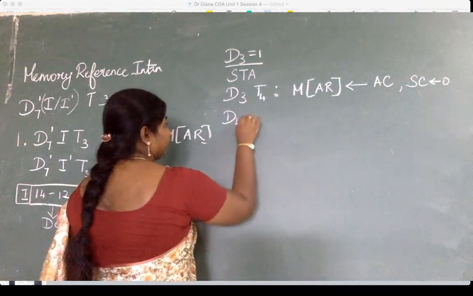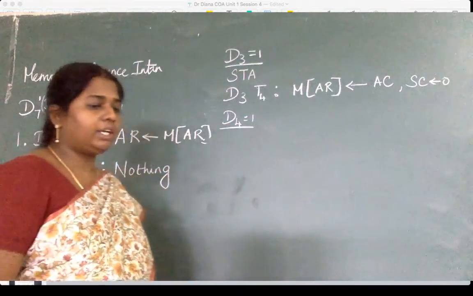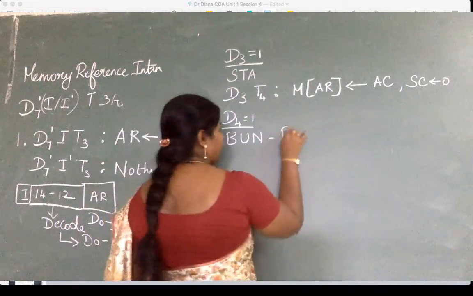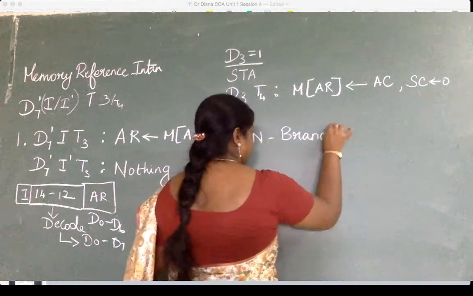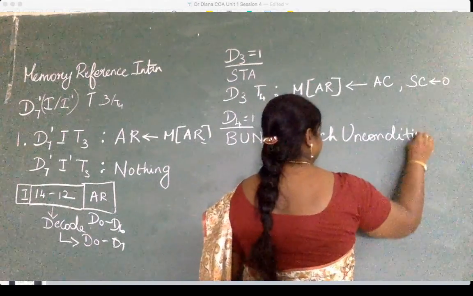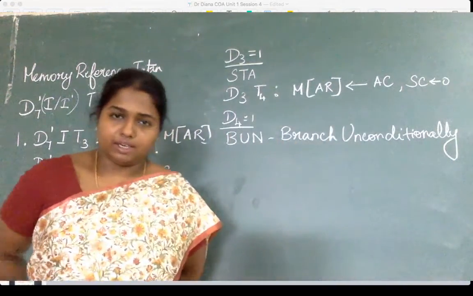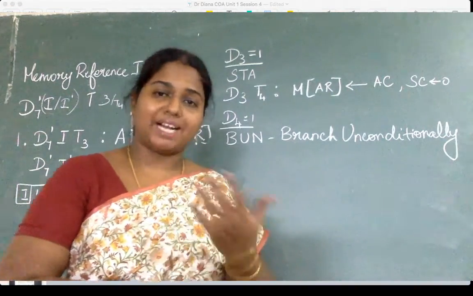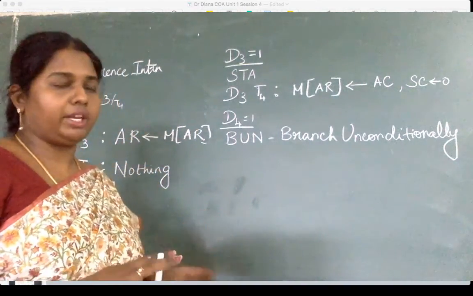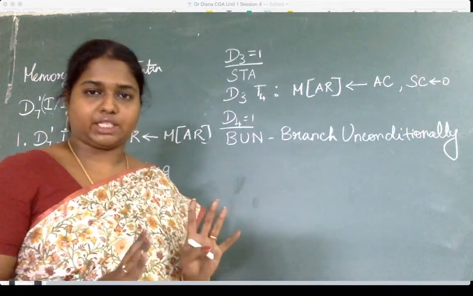Now D4 equal to 1. The next instruction has D4 equal to 1. When D4 is 1, it is called BUN, or branch unconditionally. Now we should understand what branching is before we try and explain this instruction. Branching is done when I try to alter the normal flow of execution.